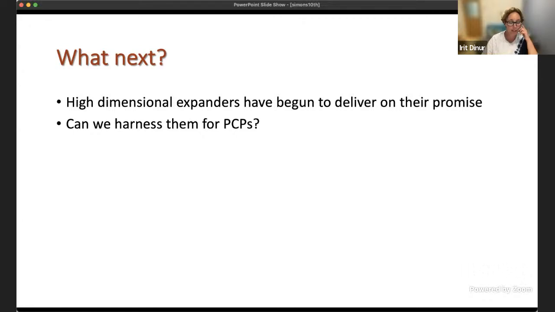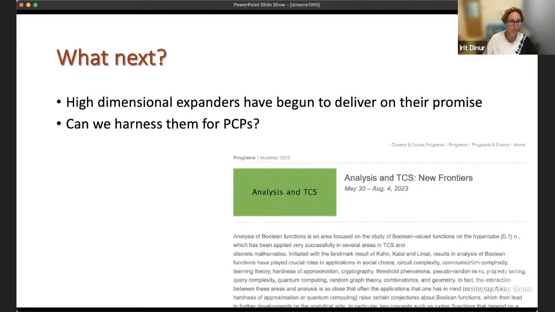Of course, to me, it's very natural to hope to harness them to construct PCPs. In the past, locally testable codes actually came from PCPs, and it's natural to hope that if we manage to construct LTCs, we might be able to even use high-dimensional expanders to get new constructions of PCPs, maybe cleaner, maybe with better parameters, who knows. And indeed, we already have some future program next summer that might touch upon some of these topics, at least so I hope.